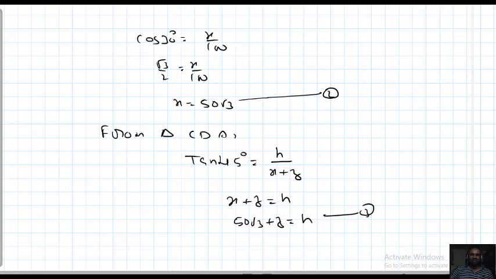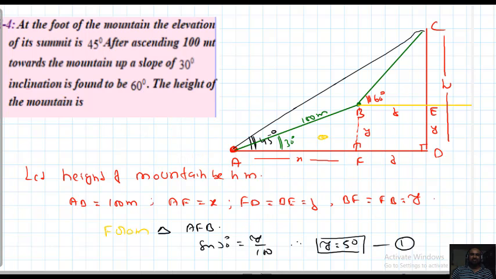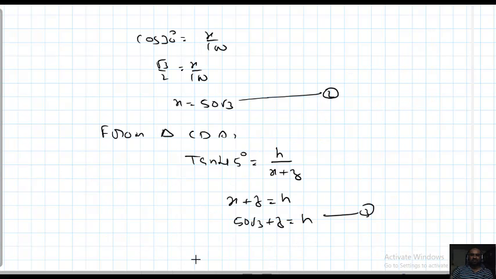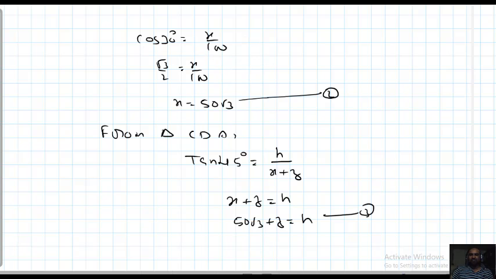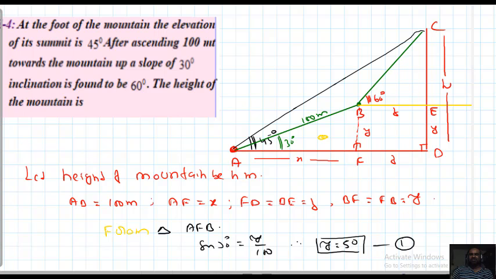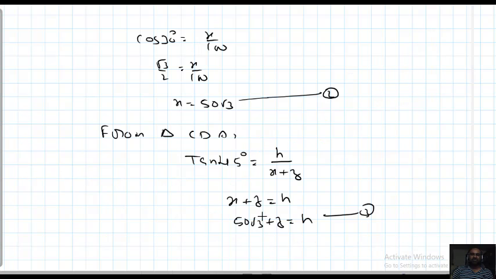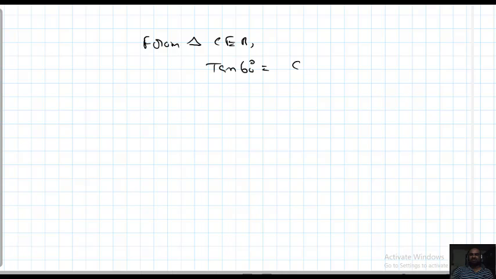Okay, that's why I want to take another triangle, that is the smaller triangle CEB, triangle CEB. I will write in the next page. From triangle CEB, tan 60 equal to CE by BE.